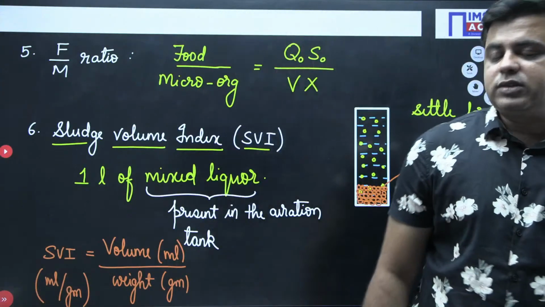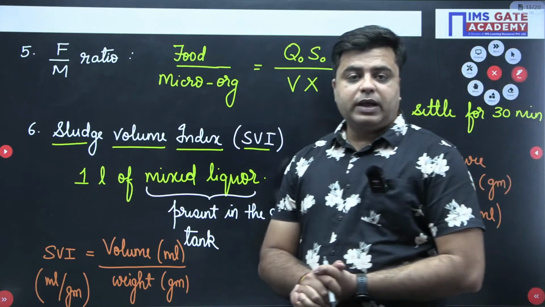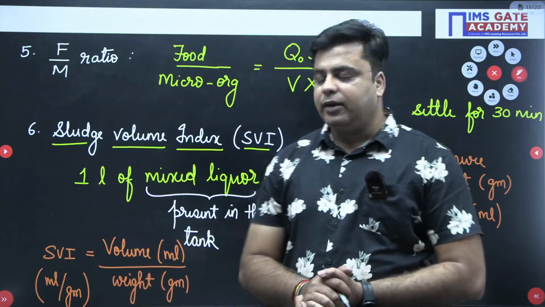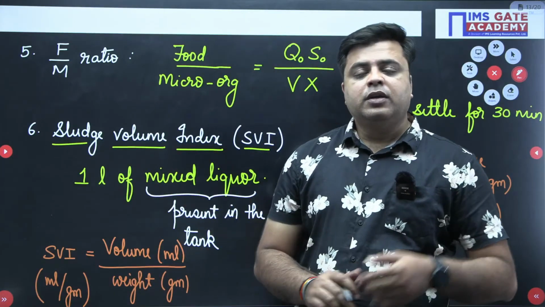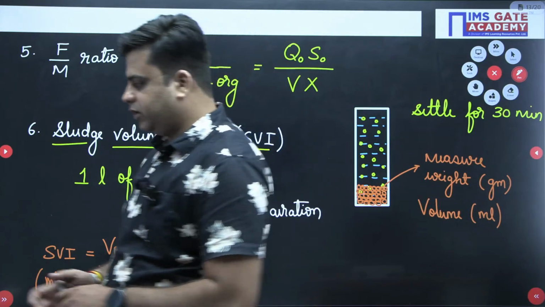So this is your sludge volume index, and these are some of the basic factors or parameters that we calculate for the activated sludge process. Based on these basics, we develop the activated sludge equation and then we analyze the question, okay?